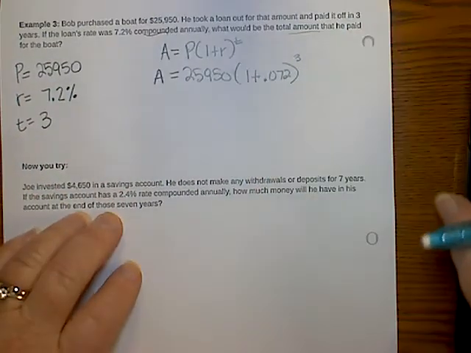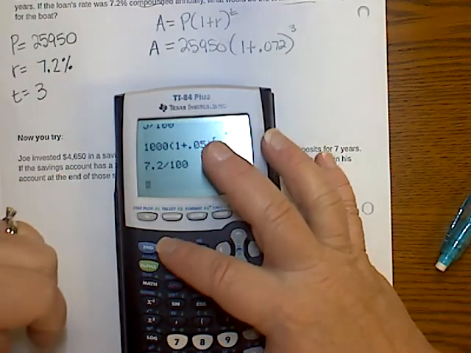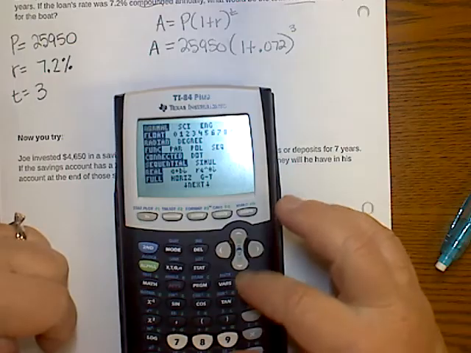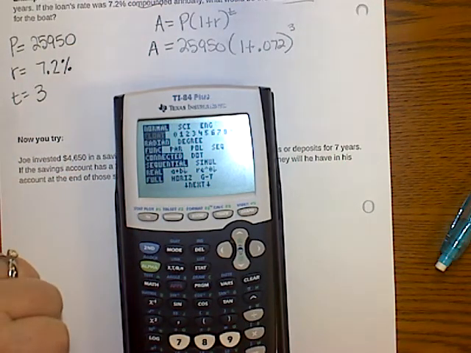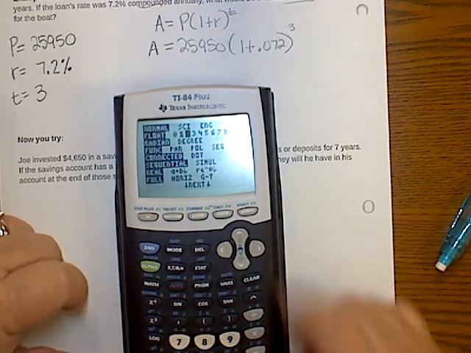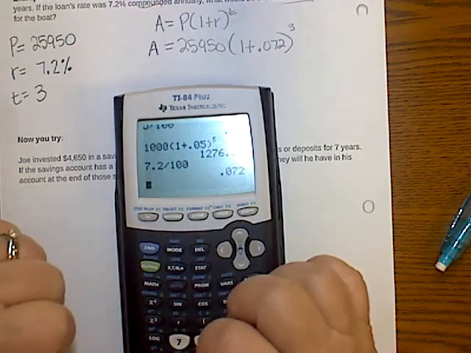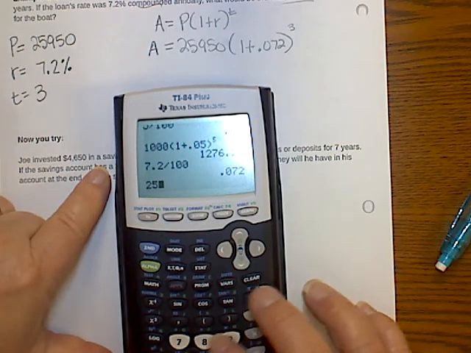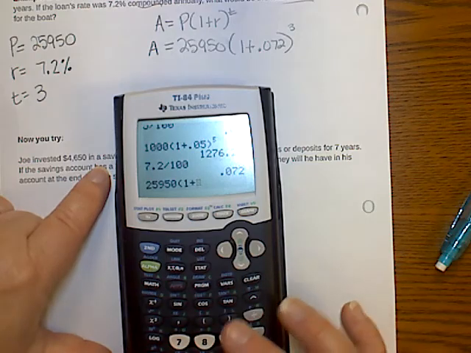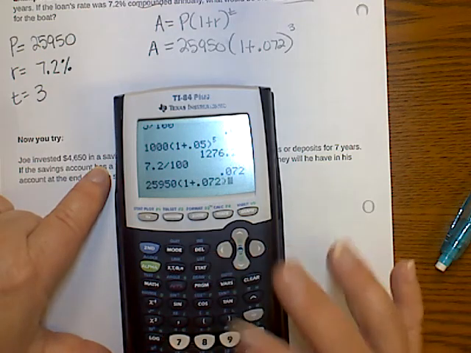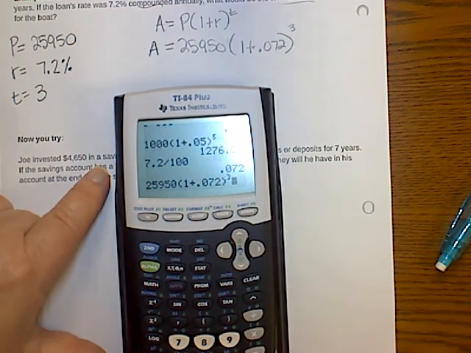Okay, so put all this in my calculator. Now I want it rounded to the nearest cent, so I'm going to hit mode, and I'm going to highlight float, and I'm going to hit enter. No, I want 2. I'm sorry. I want it to go to the nearest cent. Hit enter, hit second and quit, and I'm going to put in 25,950. Open parentheses, 1 plus 0.072 to the power of 3. Get out of exponent land and hit enter.